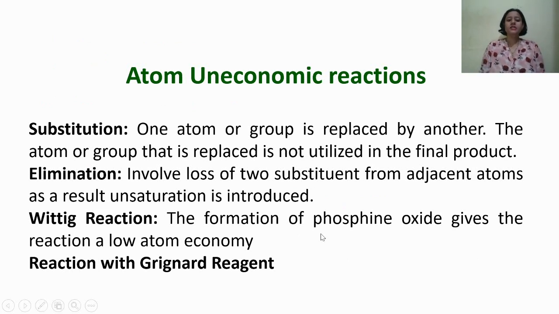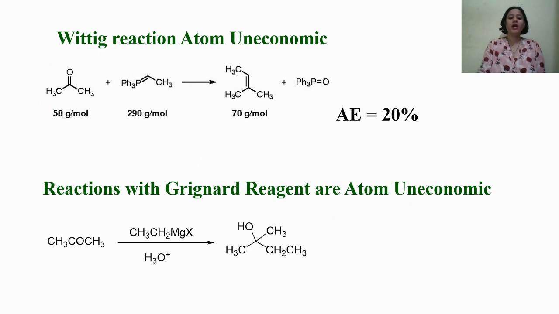Another category of atom uneconomic reaction is the Wittig reaction. In a Wittig reaction, there is formation of phosphine oxide, because of which the reaction has a low atom economy. You can see this example of a Wittig reaction, in which phosphine oxide is formed, and the atom economy of this reaction is only 20%, very, very low.